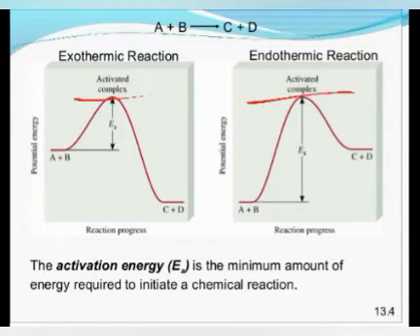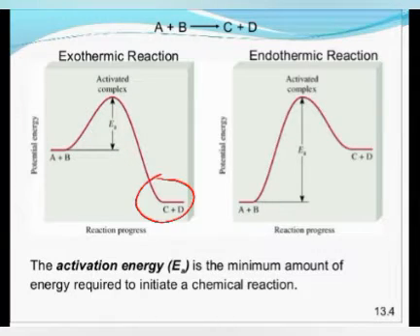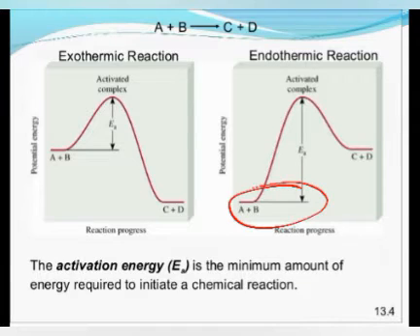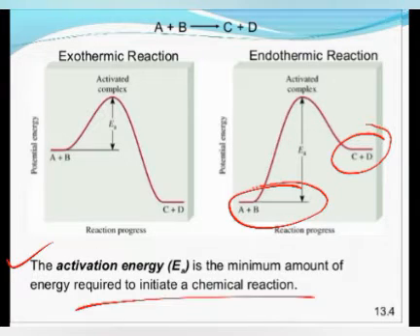In both cases, the activated complex is that extreme energy, and this is represented by EA. In case of exothermic, the energy of reactant is more than the energy of product, whereas in endothermic, the reactant energy is less than the product. So what is the activation energy? It is the minimum amount of energy required to initiate a chemical reaction.